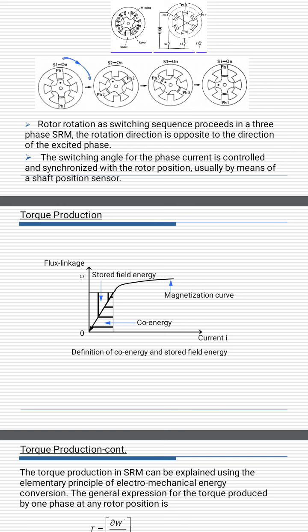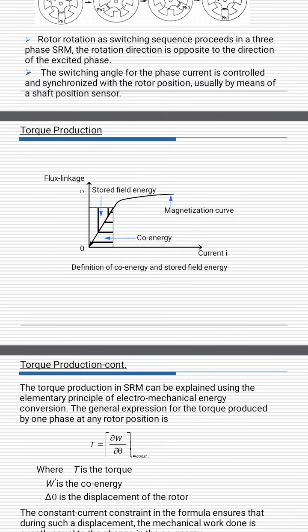Now here we can see a graph of torque production. The y-axis is flux linkage and the x-axis is current I. Here from 0 to some value is the co-energy available, and from some value to the top is the stored field energy, and the curve is known as the magnetization curve. Here is the definition of co-energy and stored field energy.